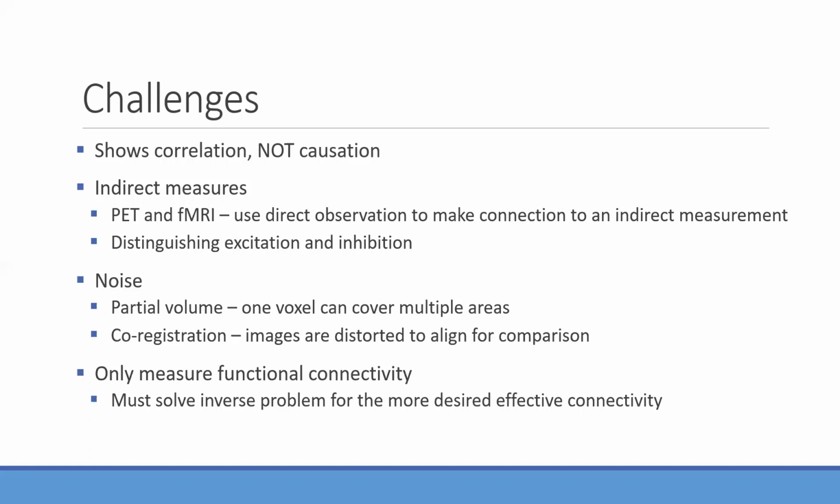Finally, these techniques only measure functional connectivity. So they only measure the correlations between the activity levels in different areas of the brain. But we're more interested in the effective connectivity, and in order to do that, we have to solve the inverse problem, which is a lot more work.